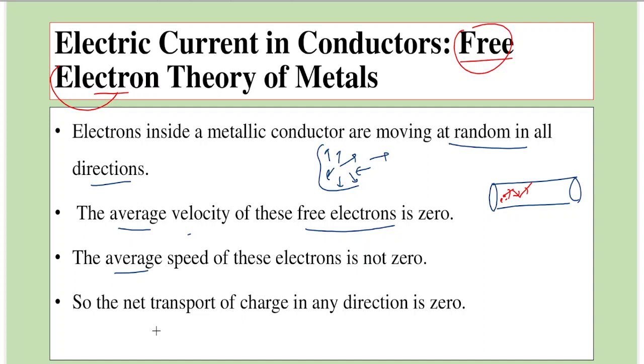So we can say that at any given point of time, the net transport of charge in any direction is 0. That is because an electron may move like this, one may move like this, such that the effect of these two would cancel each other. So the electrons are moving, but the electrons are moving randomly such that the average velocity is 0, which means net transfer of charge in any direction is 0. We know that current is given by charge by time. Since net charge is 0, then current also becomes 0.